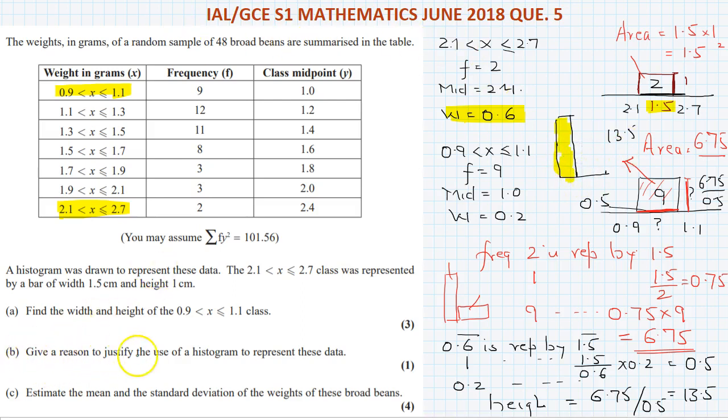Part B is give a reason to justify the use of histogram. Now because we can see it's in the continuation, so data is continuous, which justifies the use of histogram. Estimate the mean and the standard deviation.